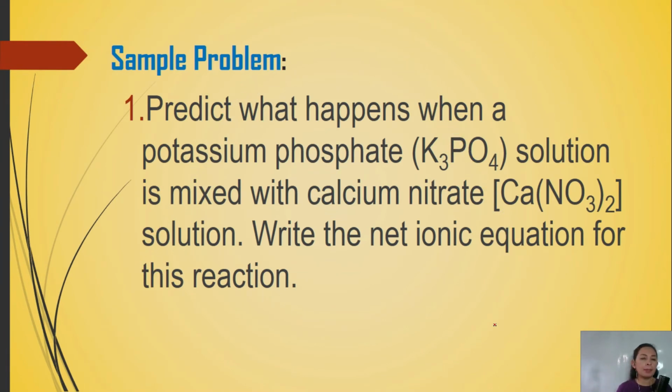Okay, this time class, we have a sample problem. In here, you are going to predict what happens when potassium phosphate solution is mixed with calcium nitrate solution. And we are asked also to write the net ionic equation for this reaction. Let's check first if there is a precipitation reaction.